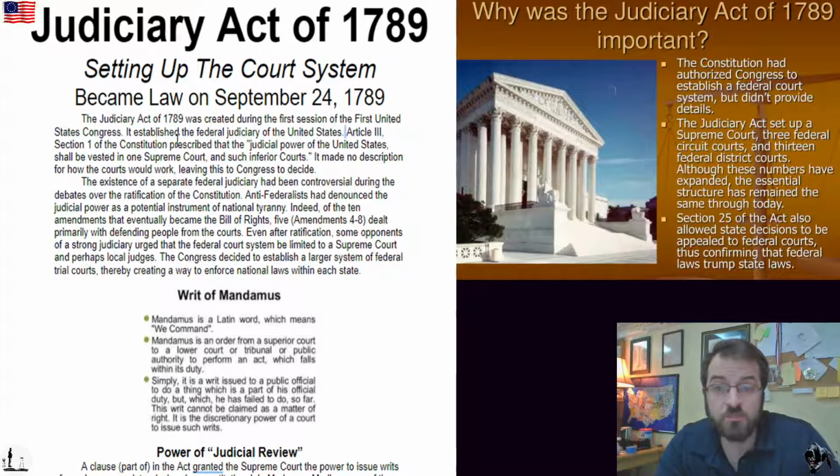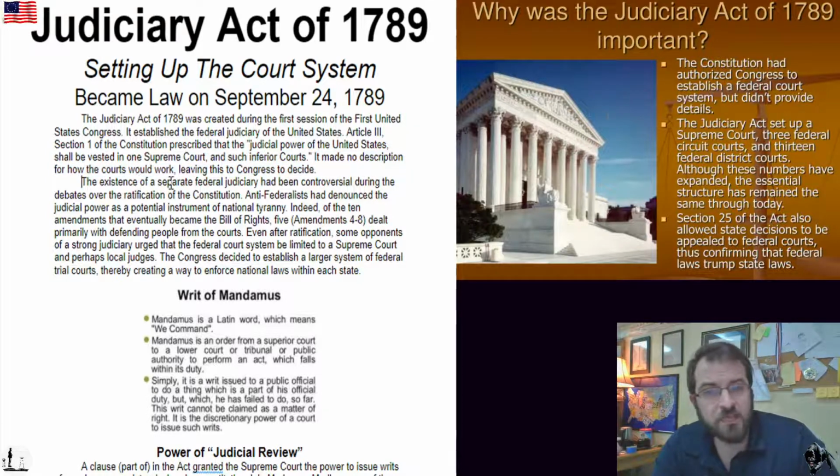Article 3, Section 1 of the Constitution prescribed that the judicial power of the United States shall be vested in one Supreme Court and such inferior courts. These are those inferior courts. It made no description for how the courts would work, leaving this to Congress to decide.